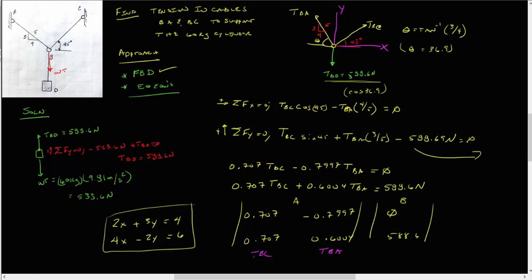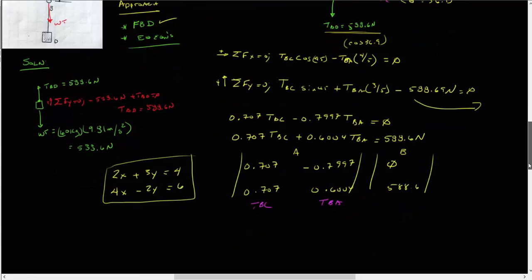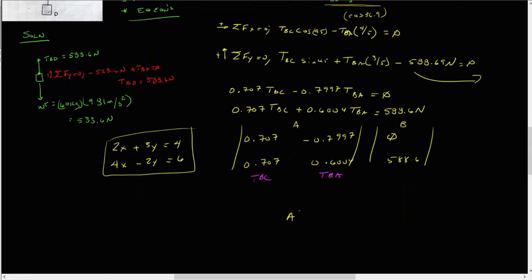So knowing that, solving for a matrix, you plug it into your calculator, you take the inverse of A and multiply it by B, and your calculator should come up with two answers. One would be X, one would be Y. In this case, we're saying that this is X and this is Y. So after plugging it in my calculator, I come up with 475.5 newtons and 420.3 newtons.